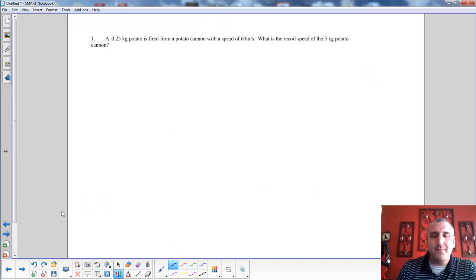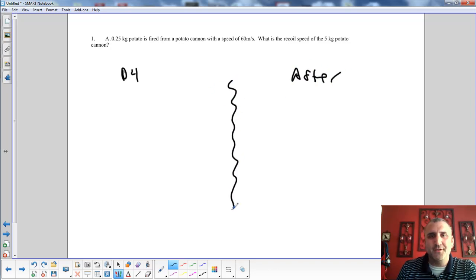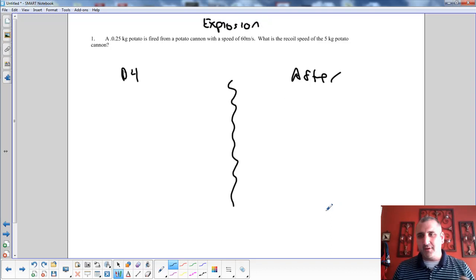This is sort of the opposite. We have a before and we have an after. But this is a very unique situation because this is what we call an explosion. Which means it is a perfect inelastic collision run in reverse. Remember, in a perfect inelastic collision, you have two objects that smack together. In an explosion, you have a smacked-together object that breaks apart.